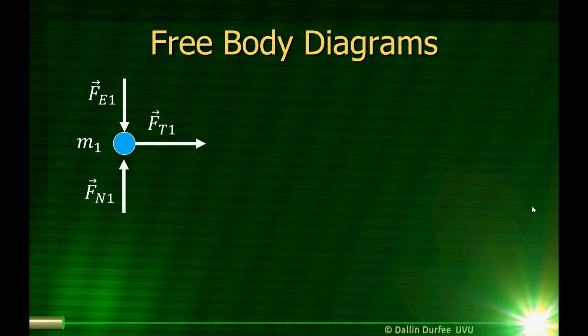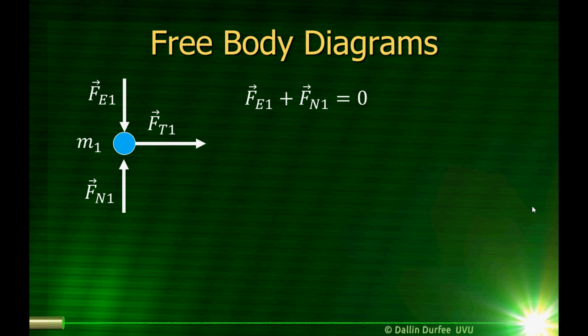So let's start with the first free body diagram. First of all, we know there's no acceleration in the y direction. The cart is just sliding along the track horizontally. So we know that the force due to the Earth on mass 1, the force due to gravity, plus the normal force on mass 1 have to add up to 0. But that's kind of boring. So let's talk about the x component now.